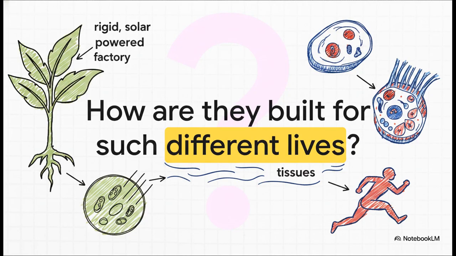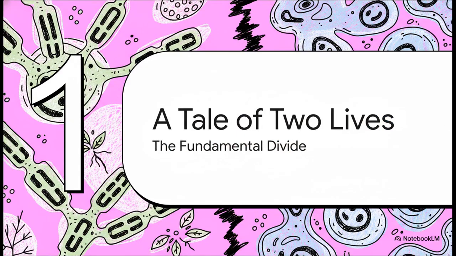So, how does biology pull this off? How do you build one organism to be a rigid, solar-powered factory and another to be a flexible, mobile hunter? The answer, as we're about to see, is all in their tissues, those specialized groups of cells that do all the heavy lifting. Okay, let's start by digging into this fundamental divide.